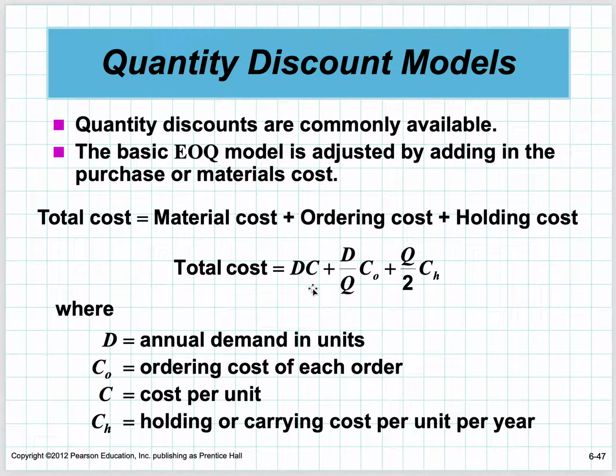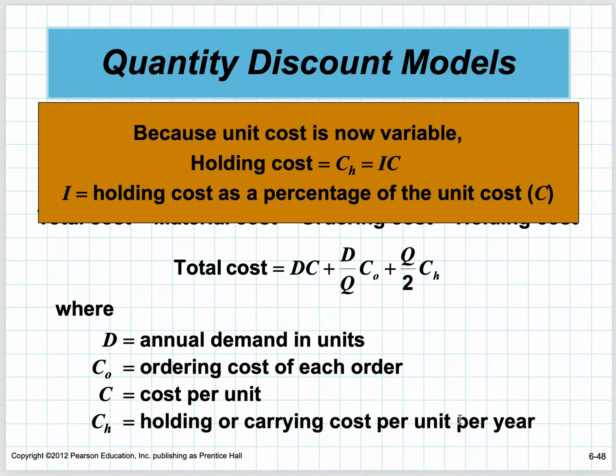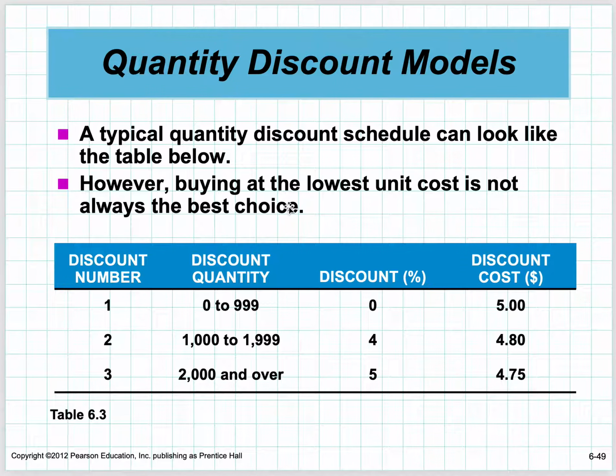So you have the material cost. Now the material cost plays a role in it because you have D times the C. This C is going to change. It's going to change 1, 2, 3, 4, 5 times depending on how many levels of discount you have. I'm still solving for Q, but I have to solve this for each price discount. So here's my demand in units, ordering costs, cost per unit, holding costs. So now because the cost is changing, I have to use that percentage times the cost to get my holding costs. So the holding cost is a percentage, is the only way you can do the holding cost in this model.